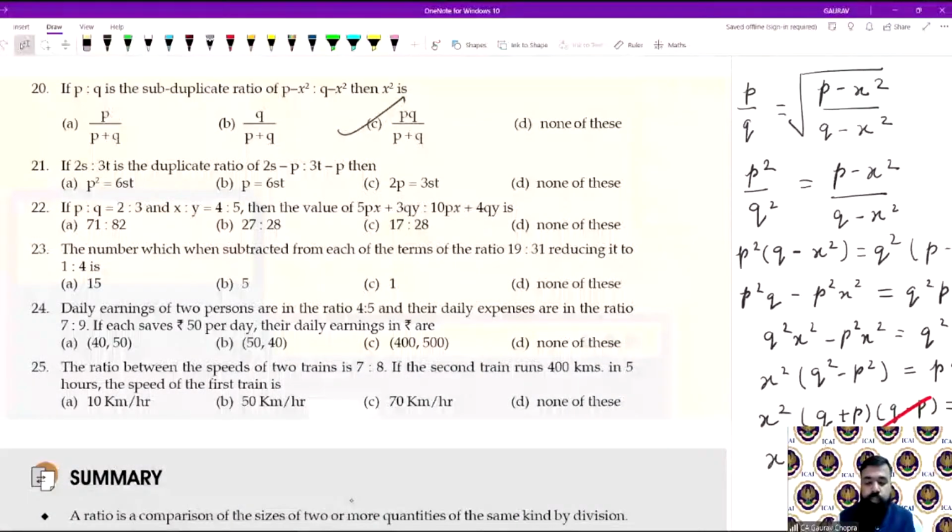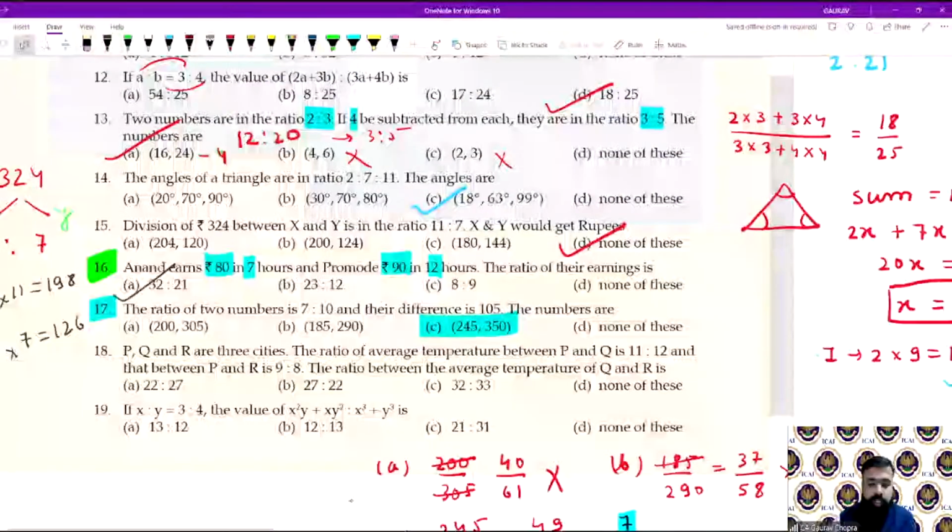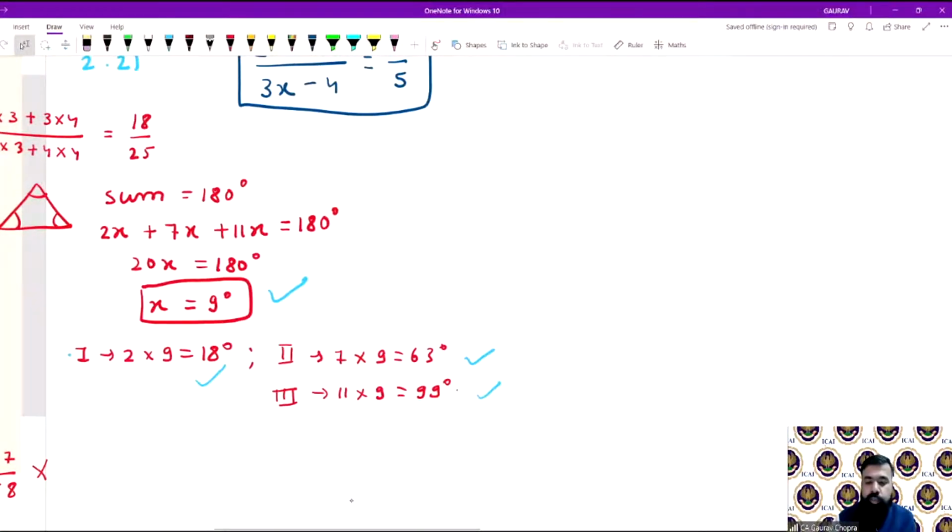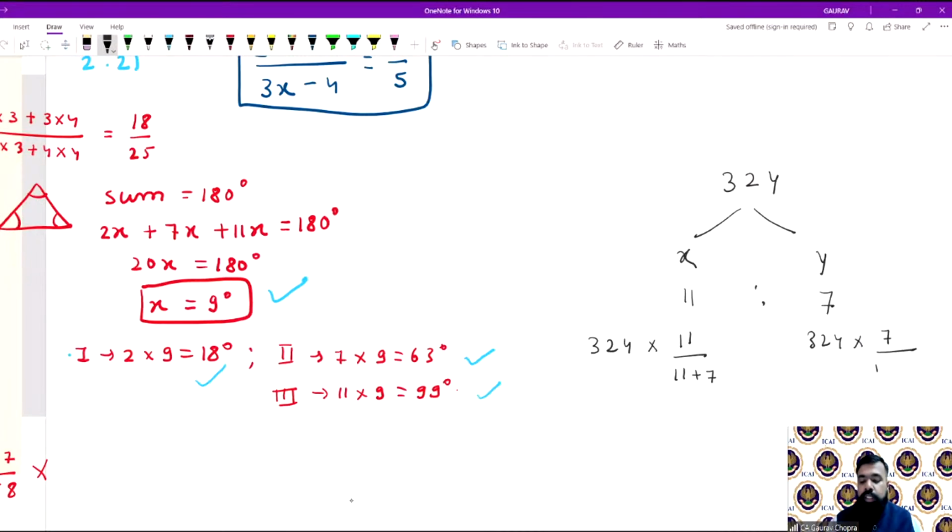Now, Gunika is asking question number 15. In question number 15, it was: divide 324 among two persons X and Y having the ratio 11:7. So simply what you have to do is 324 multiplied by 11 upon 11 plus 7, and here it is 324 multiplied by 7 upon 11 plus 7. So you are getting 324 into 11 by 18 as 198, and 324 into 7 by 18 as 126. Okay, Gunika?